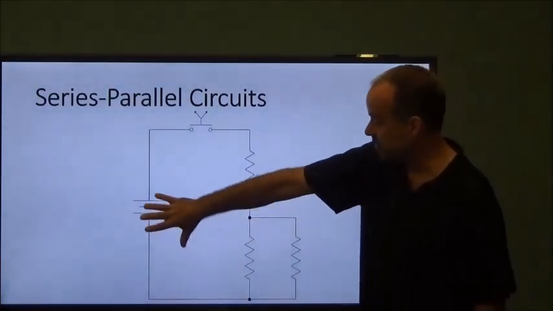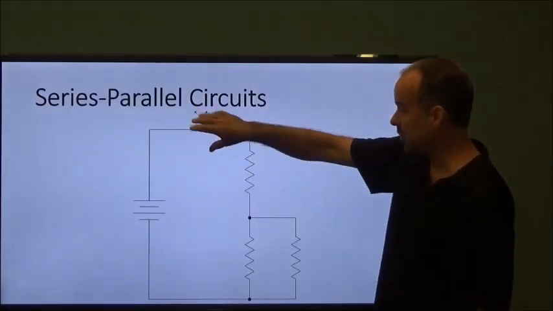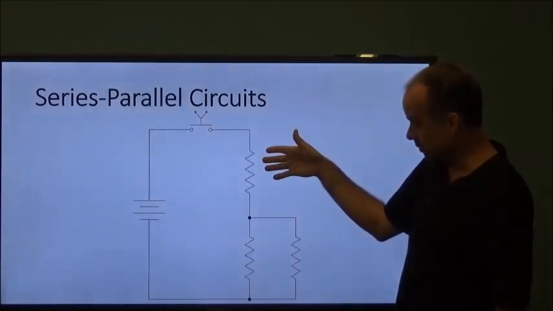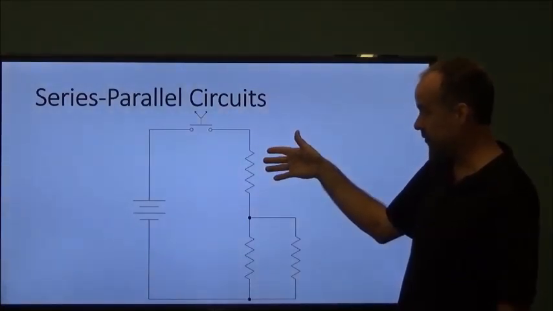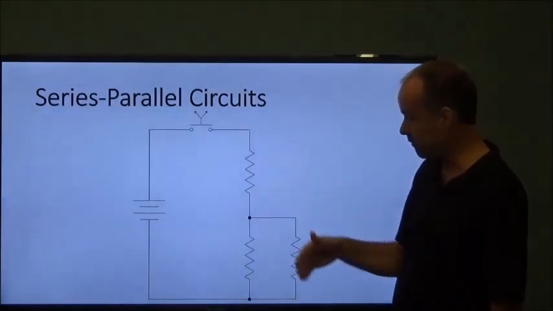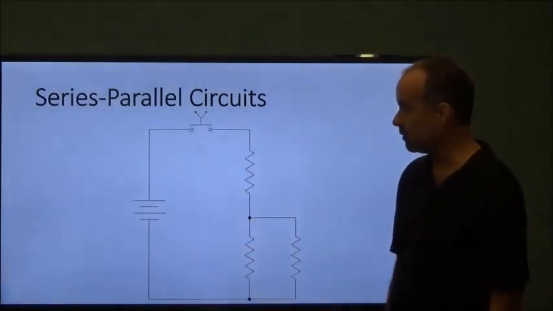I've got a DC power supply here. I've got a selector switch to power the circuit off and on. I've got a resistor here for a load, then two resistors in parallel for another load in series with my first load, and then back to the power supply.